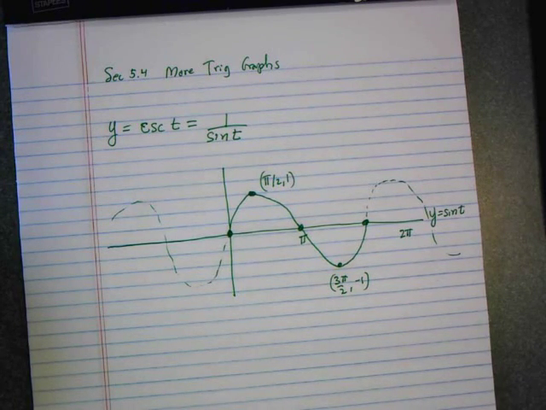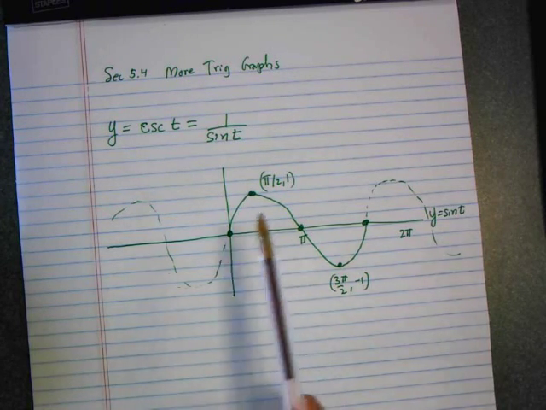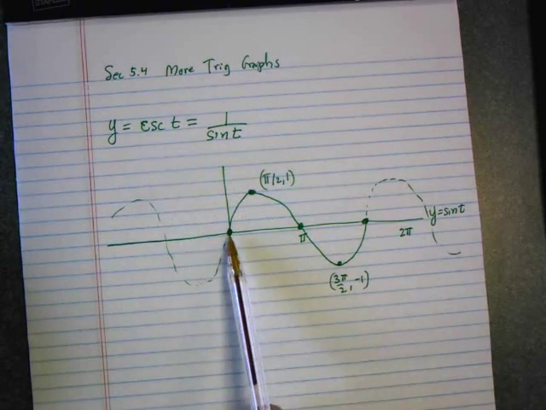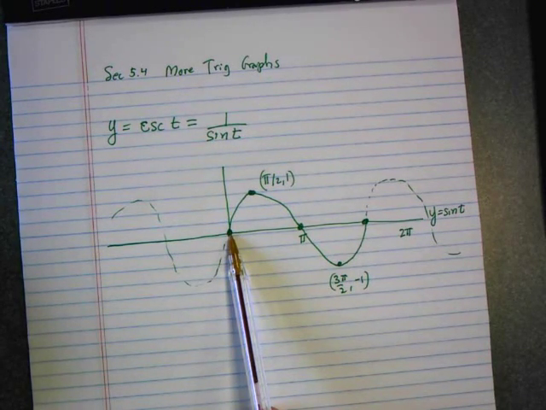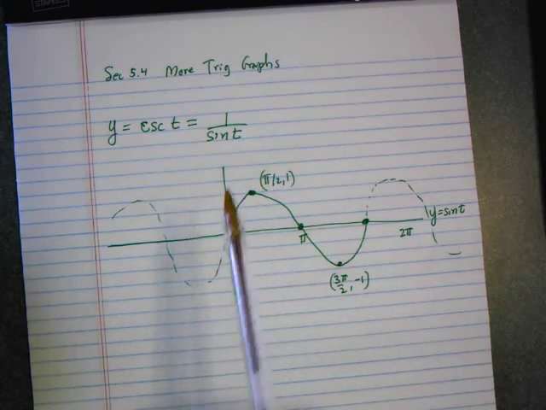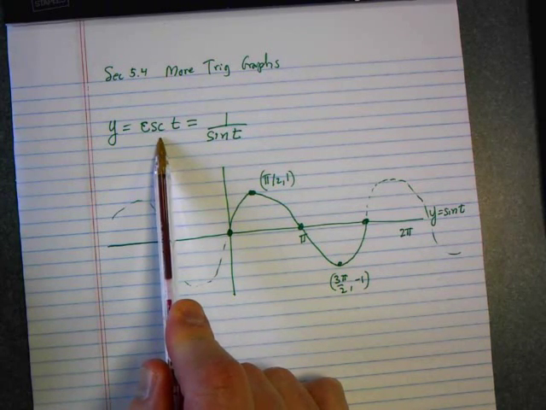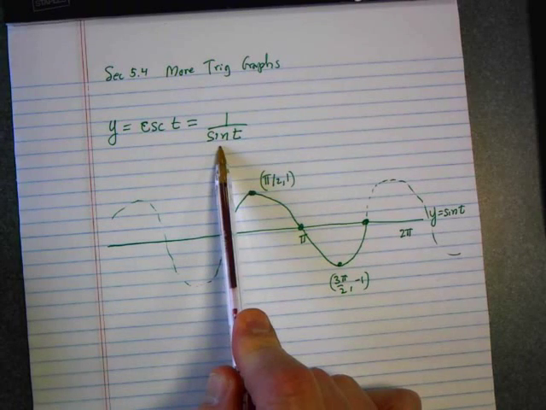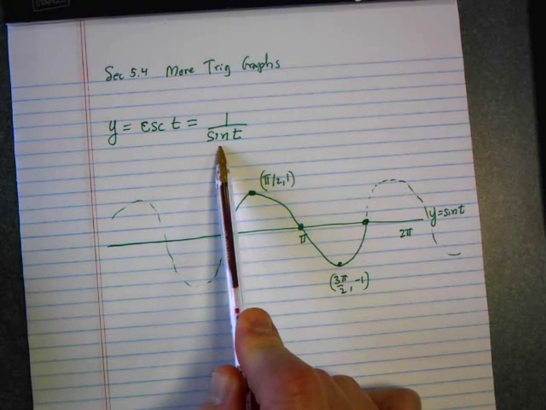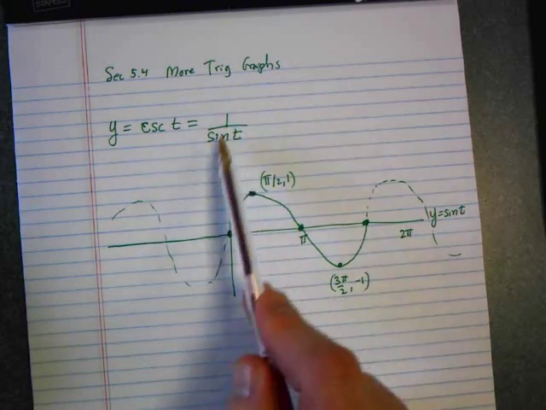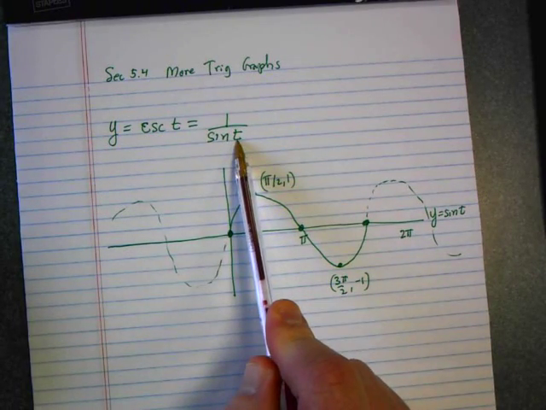What's going to happen with cosecant? For example, right here when t equals 0. When t equals 0, what can you tell me about cosecant? Well, cosecant of 0 is? What's sine of 0? Sine of 0 is 0. Cosecant is 1 over sine, so what's 1 over 0? 1 over 0 is undefined.